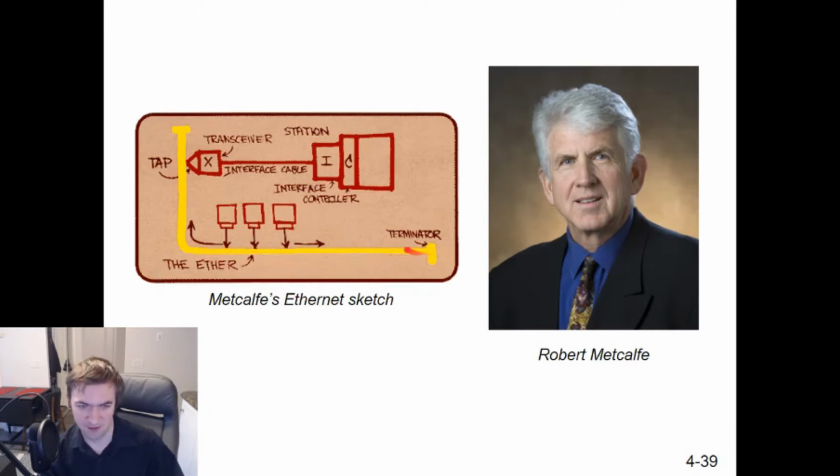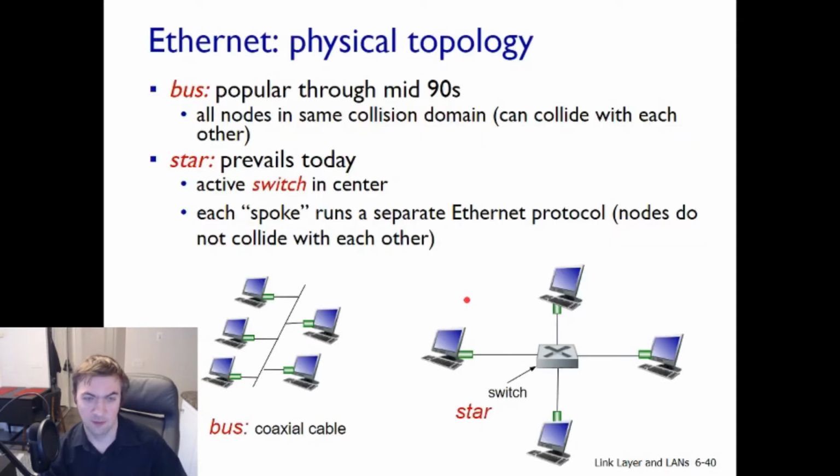So here we have this cord, this coaxial cable that runs along a bunch of these different devices. Near one side of it is where you have your interface controller, the thing that actually handles all of the networking on the internet with your devices that are over here. So popular through the mid-90s was this bus approach to the physical topology of Ethernet.